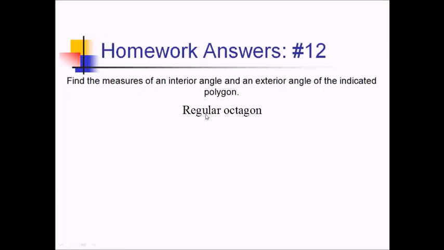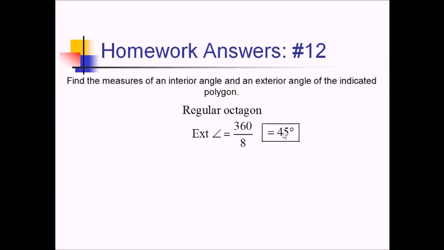For number 12, we want the measures of an interior angle and exterior angle of a regular octagon. Now, they said an interior angle and exterior angle because they're all going to be the same angle since it's a regular polygon. So we just need to find one interior and one exterior angle. I always think it's easier to find the exterior angles first because we always know that those add up to 360. There's 8 exterior angles because we have an octagon. So to find one exterior angle, we've got 360 divided by 8, which I happen to know is 45 degrees, but you could do it on a calculator.